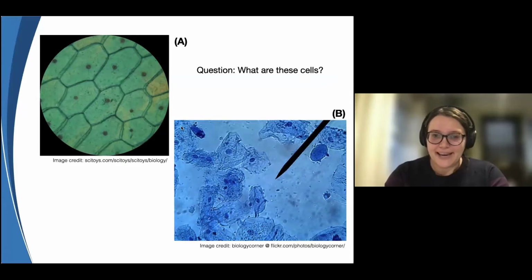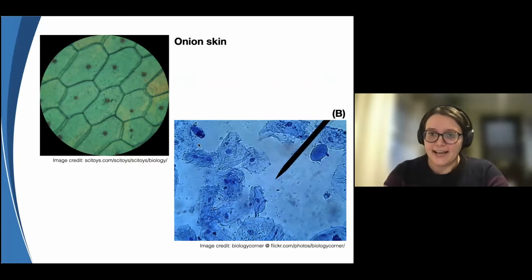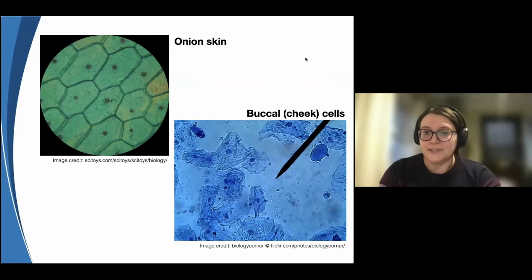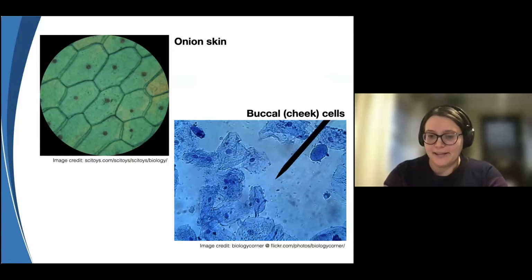Any ideas for B? Someone who posted in the Q&A is correct that it's definitely an animal cell. Any ideas from where? Okay, so actually kind of similar to the onion skin. They're very flat, large cells. Actually, in this case, it's onion skin and buccal cells, which are cheek cells. So you can prepare a sample like this just by swabbing the inside of your cheek and smearing it onto a glass cover slide. You'll usually find some cells like this.